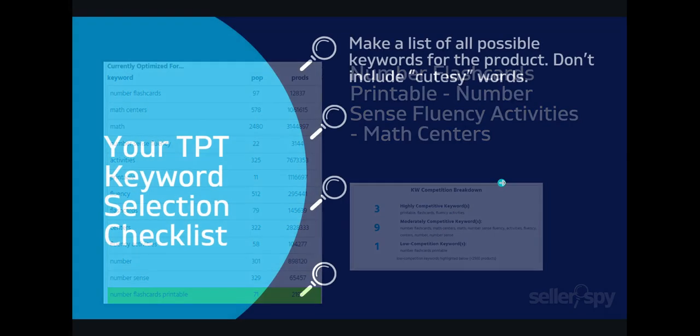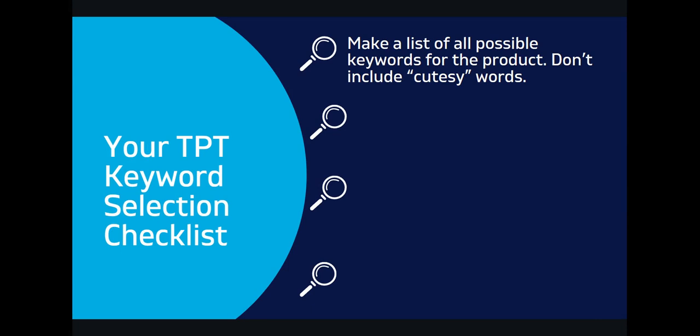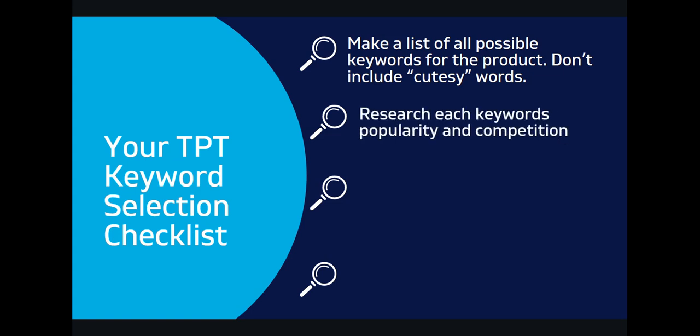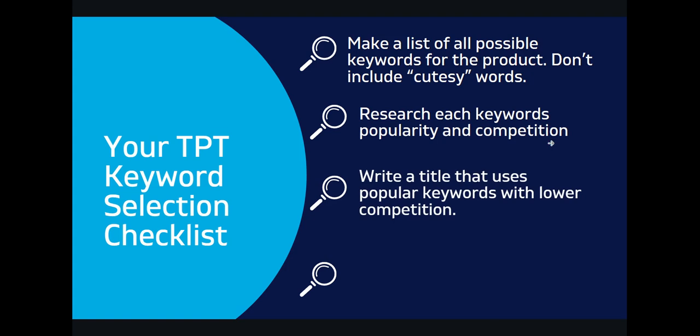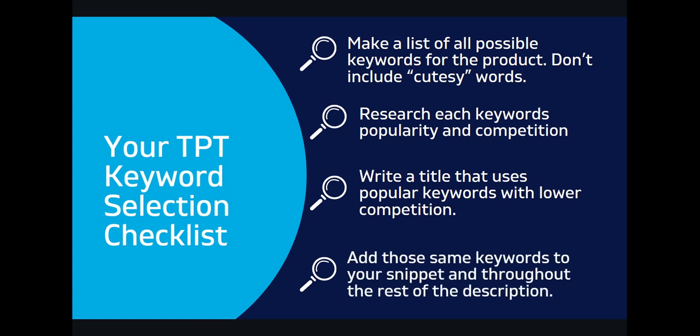So just to recap, your TPT keyword selection checklist is you're going to make a list of all possible keywords you'd use to describe the product. You're not going to use cutesy words. You're going to use words that teachers use. You're going to research each keyword's popularity and competition using either TPT or a tool like SellerSpy. You're going to write a title that uses popular keywords with lower competition. And you're going to add those same keywords to your snippet and throughout the rest of your description.